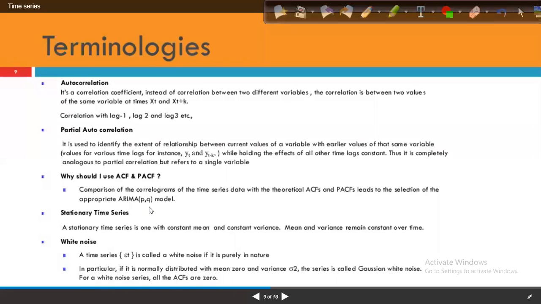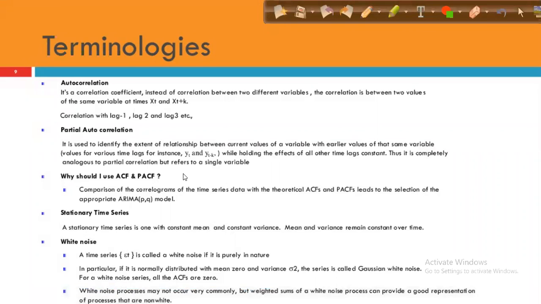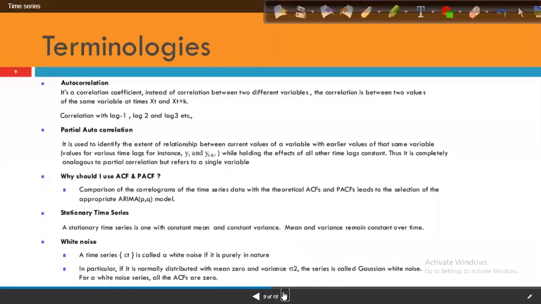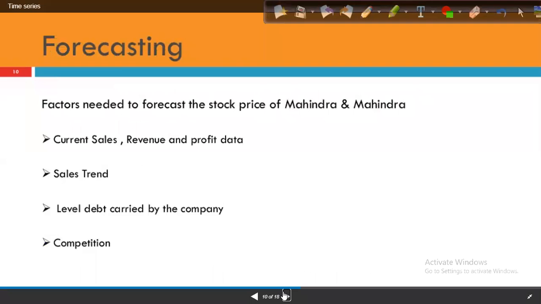And stationary time series. What is a stationary time series? It is one with constant mean and constant variance. Both of them are constant. Please remember this. And we have something called white noise. We'll discuss white noise later. If you know this much, it is enough.